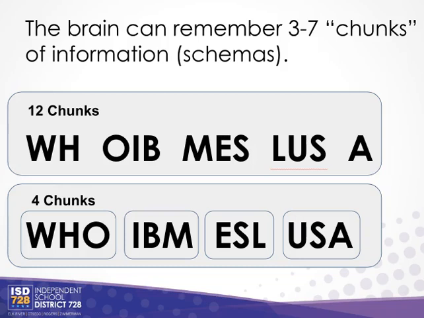So the first one really had 12 chunks of information. Each letter was on its own, sort of. The second one was chunked into meaningful pieces. The brain can remember usually between 3 and 7 chunks of information. We sometimes call these schemas or collections of knowledge, and because the first one had so many, it was more difficult to remember.